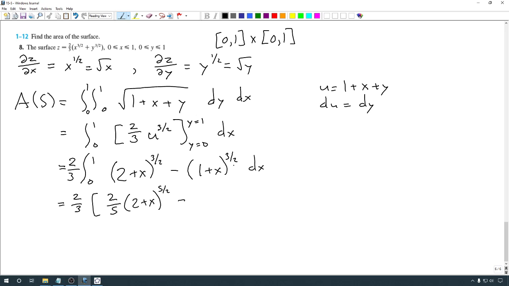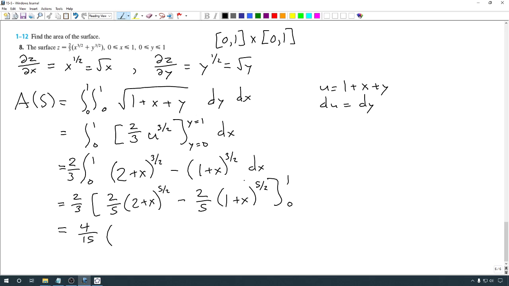Exactly the same thing happens here. In fact, everything's the same except instead of a 2 that didn't change anything on the outside, we have a 1 that's not going to change anything on the outside. So we're still going to get a 2/5 times 1 plus x to the 5 halves, and the x is going to go from 0 to 1. Again, I'm going to go ahead and pull out this extra factor. So we have a 2/3 times a 2/5. That's factored out of all that. So we have a 4 over 15.